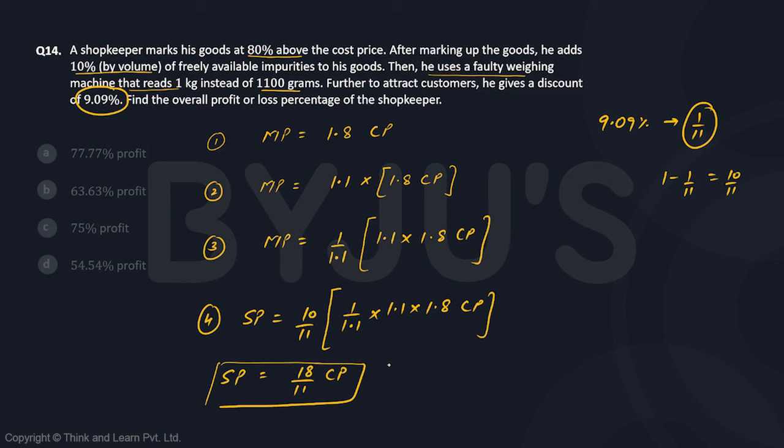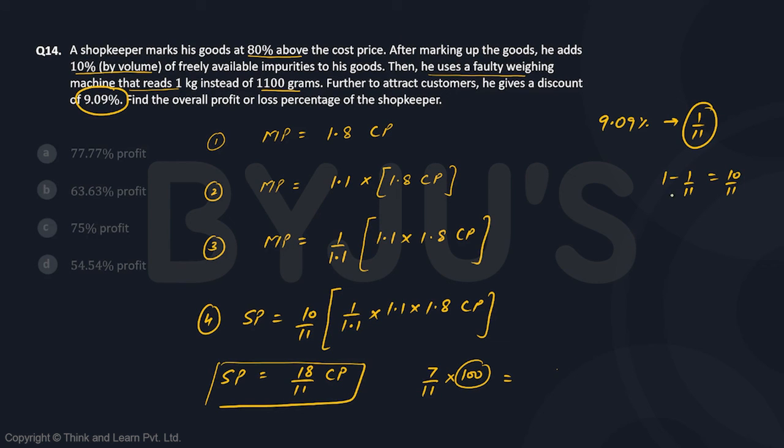We have to find out the overall profit or loss percentage. We can see that here selling price is 7 upon 11 as a fraction, 7 upon 11 more than the cost price. So selling price is 7 by 11 more than the cost price. So the profit percentage will be 7 upon 11 into 100. Now no need to multiply it by 100 if you remember the fractional equivalence. Now 1 by 11 is, I'll write it.